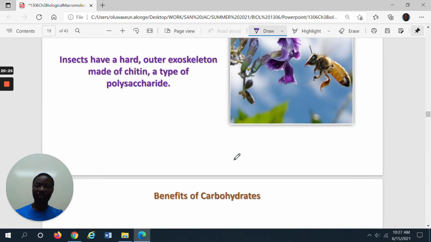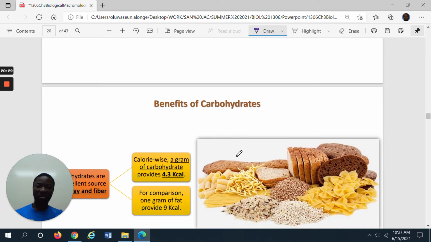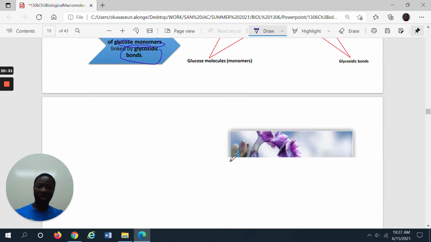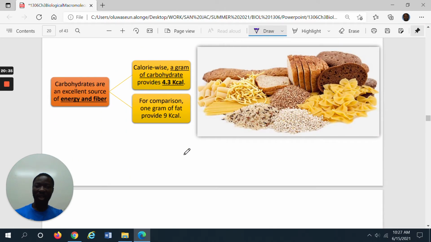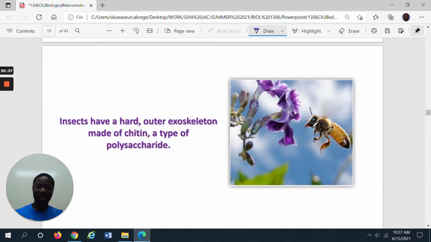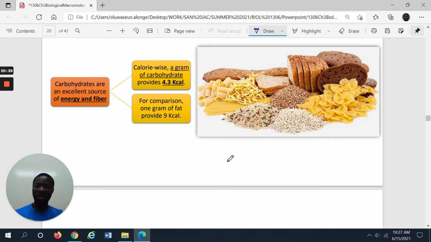So let's go. All right, I'm just going to skip all of that. Just read that. This is something you should just look at. Insects, we already talked about that they have chitin, right? They have chitin as their exoskeleton. Now, carbohydrates give you your source of energy, right?